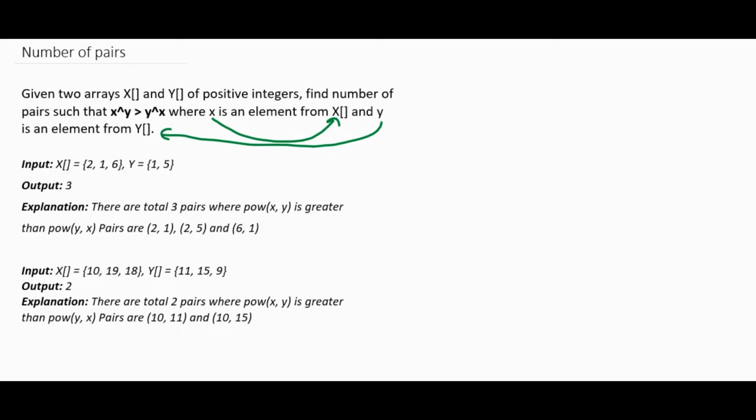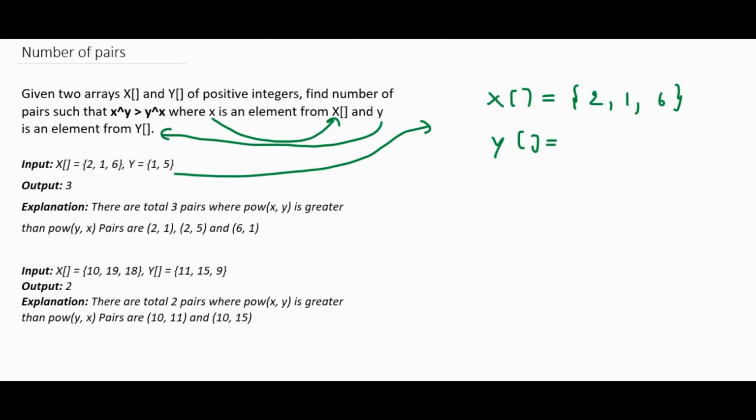Okay. So let's see here. We'll see this example. Let's say in x array we have 2, 1 and 6. And in y array we have 1 and 5. So how many number of pairs can we form? We can form 2 with 1, 2 with 5. We can have 1 with 1, 1 with 5, 6 with 1, 6 with 5.